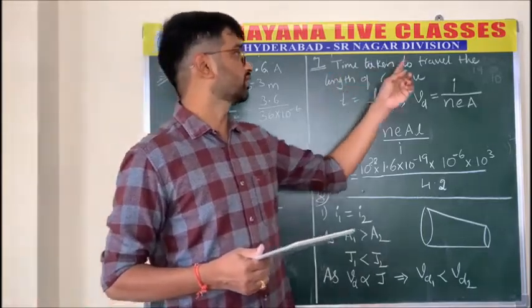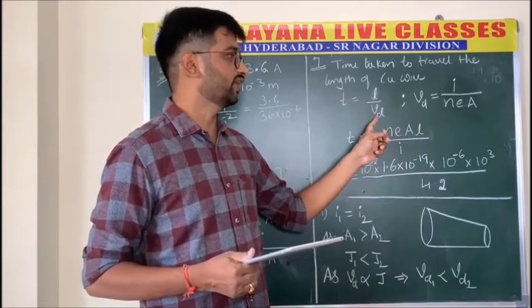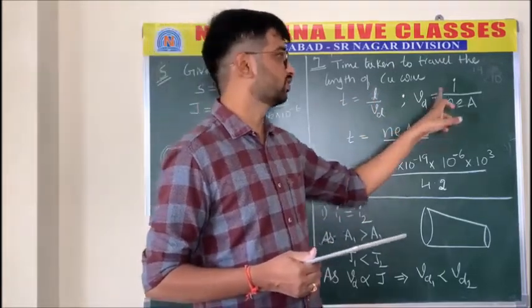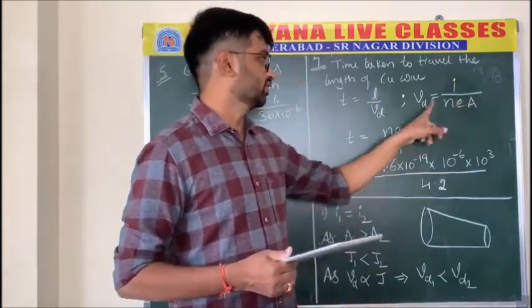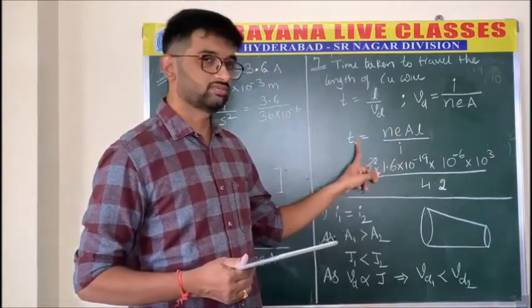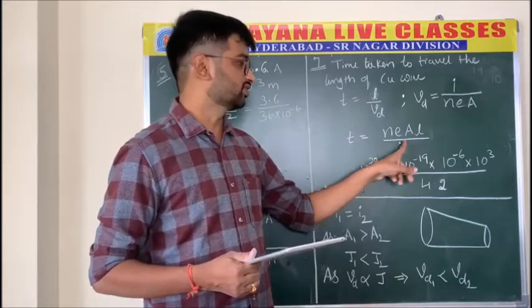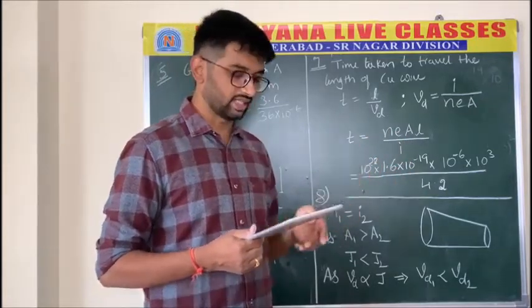So time taken to travel the length of the copper wire is T equals L by Vd, where Vd is drift velocity, and drift velocity is known as I by NEA. So substituting drift velocity over here, we get time taken to travel the length as NEAL by I. Substituting all the values, we will get the time taken.